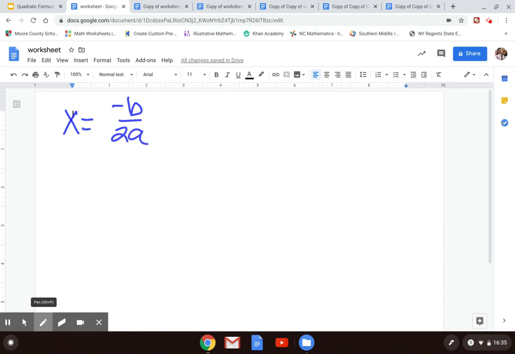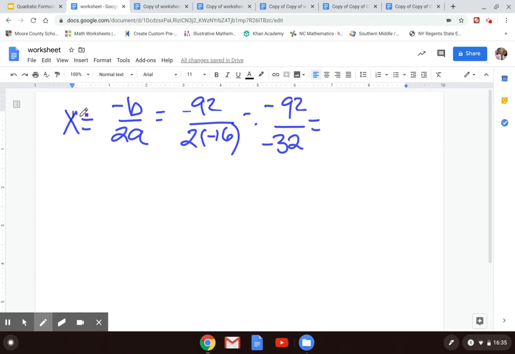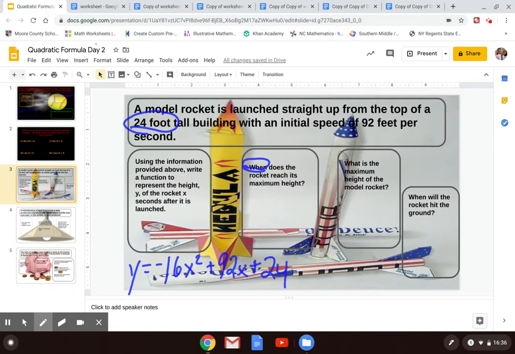So in this particular function, my b value is going to be 92. And then I have the number 2, and then my a value is 16, and that's a negative b over 2a. So I have a negative 92 divided by a negative 32. And when I do that math on my calculator, I come up with 2.88 if I round to the 100th. So what that tells me then is that when is the rocket going to reach its maximum height? It will reach its maximum height at 2.88 seconds. That is when the rocket will reach its maximum height.